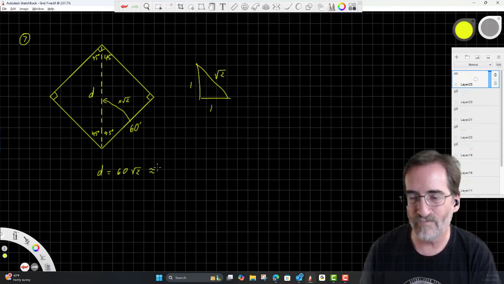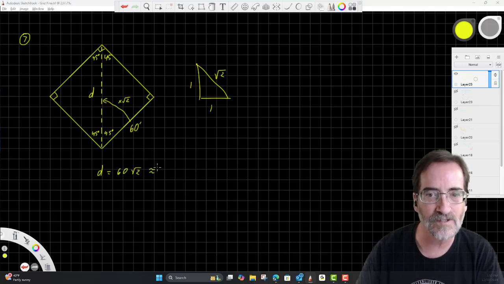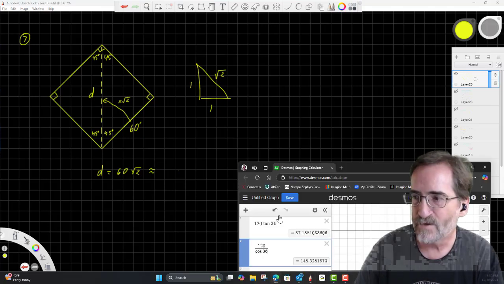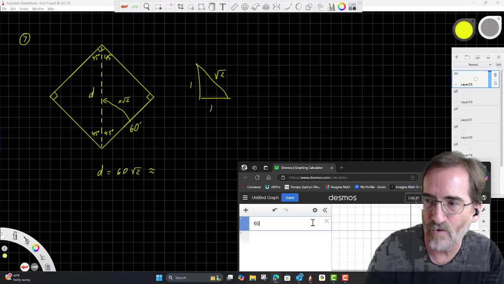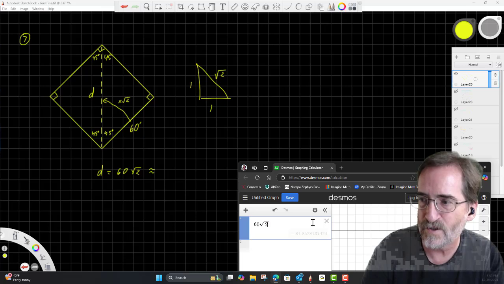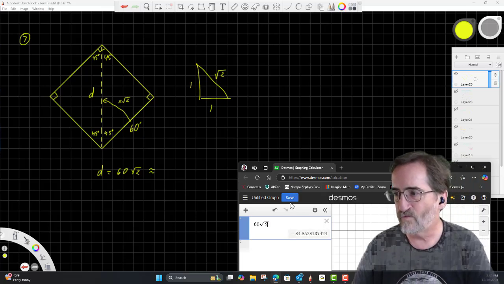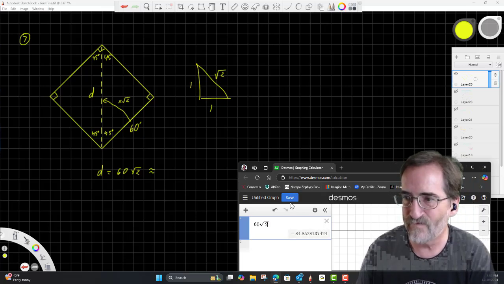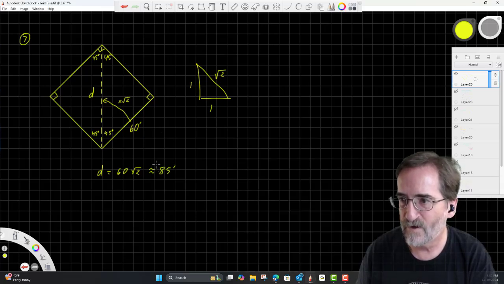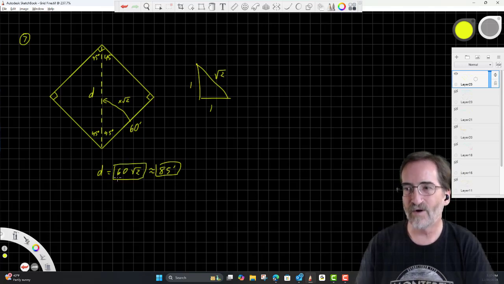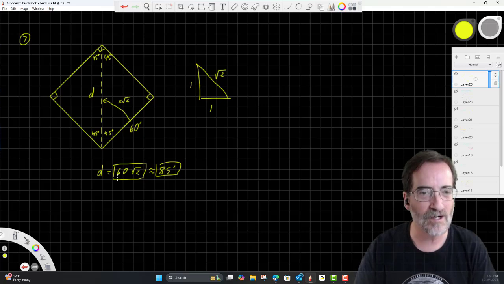Let's go ahead and get an approximation here: 60 times the square root of 2 to the nearest foot. Find out how far that is. 60 square root of 2 is 84.8, so 85 feet to the nearest foot. Exact, 60 root 2; 85 feet is approximate.